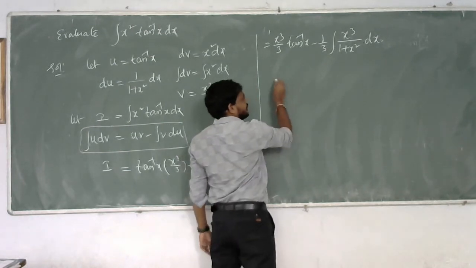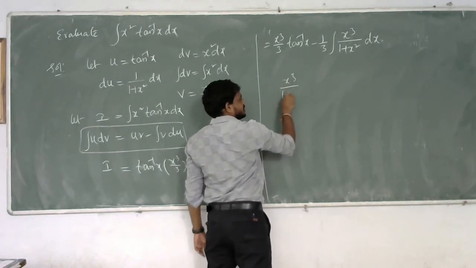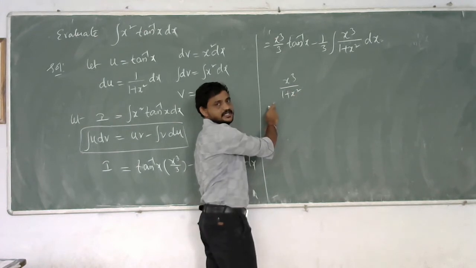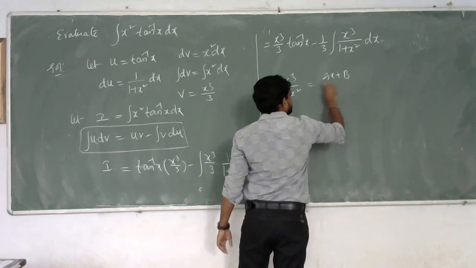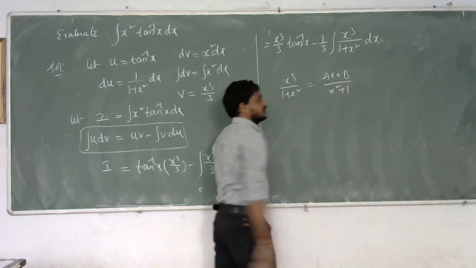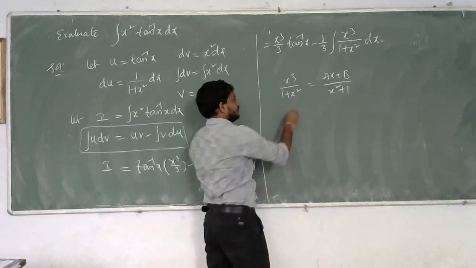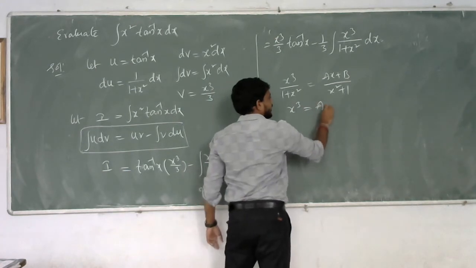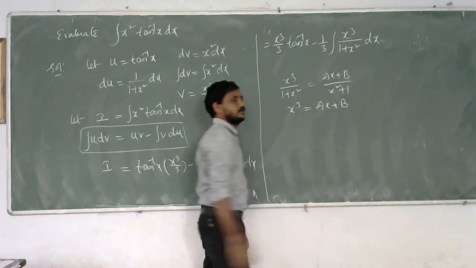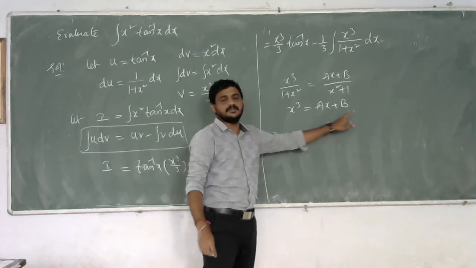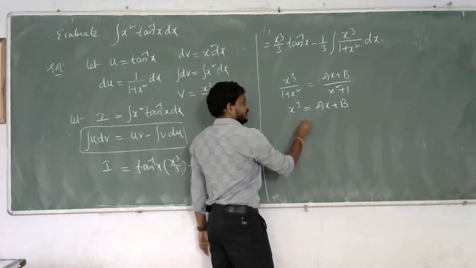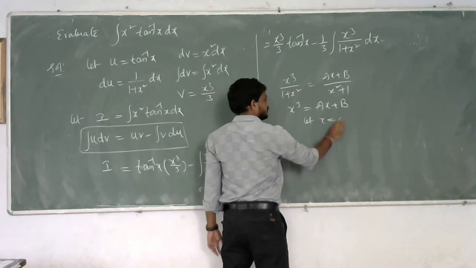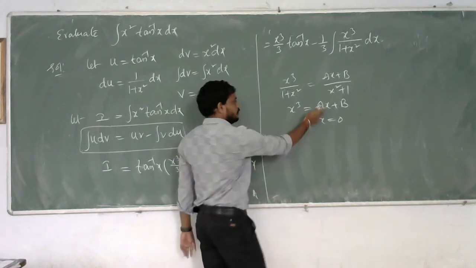If you consider x cube by 1 plus x square, x square plus 1 is a quadratic factor. So we have to keep two arbitrary numbers, that is ax plus b by x square plus 1. So the denominator will be cancelled. We will get x cube equal to ax plus b. Then we have to find a and b values by making linear factors equal to 0. So what is the linear factor here? x.